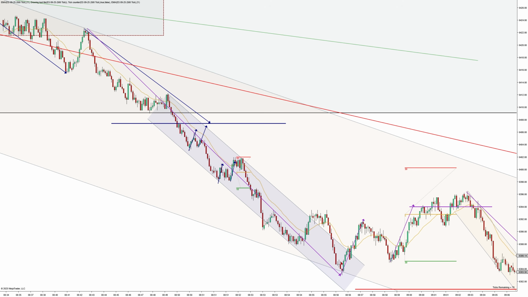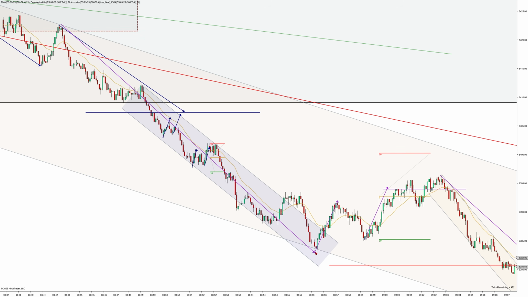We get a very strong push straight on down to a new low, and then we immediately get a reversal higher. So you probably saw this trade recording.